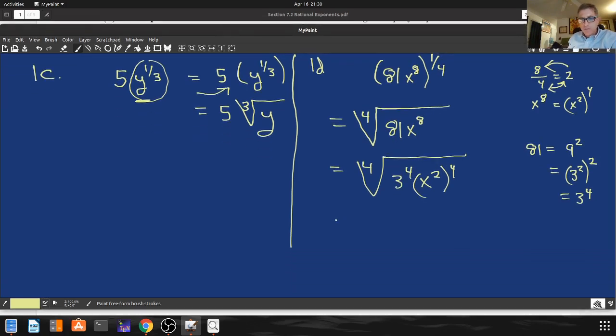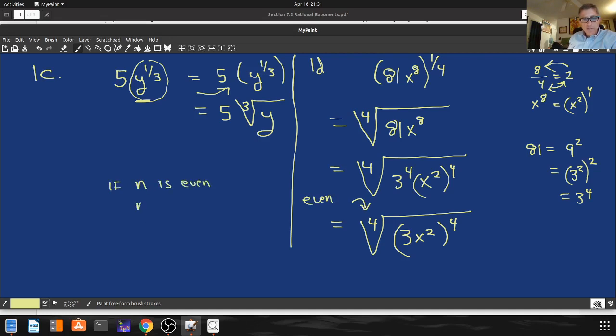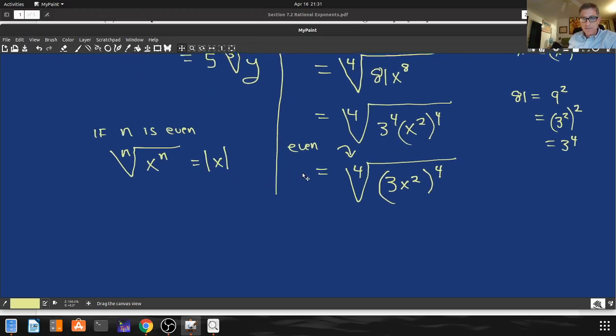So I can finally use another exponent rule. Your exponent rules are really important. This is the same as 3 times x squared as my base raised to the 4th power. Now notice my index is even. And we learned if n is even, then the nth root of x to the n is equal to the absolute value of x. Will we need to use the absolute value this time? Well, we're going to find that we don't need it.